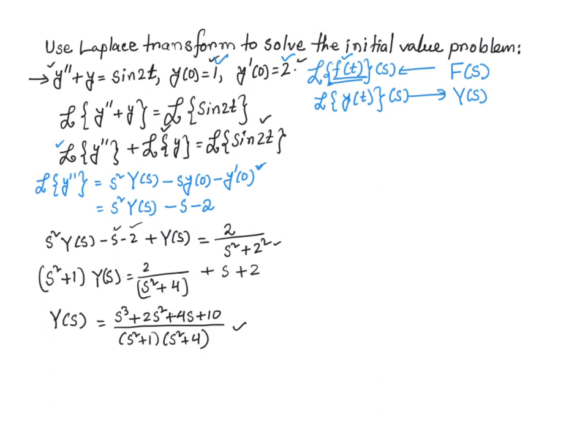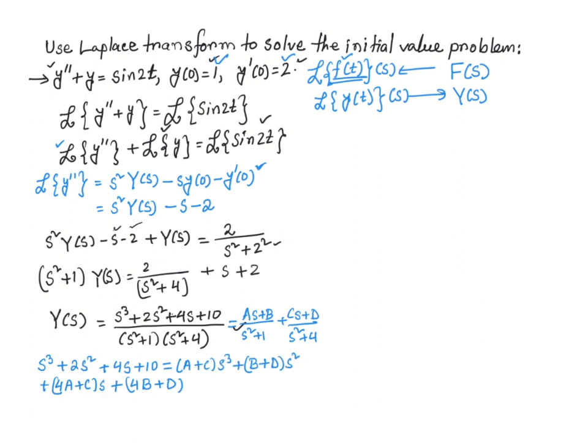Now what we are going to do is take this right hand side of this equation and create a partial fraction from it. So it's going to be As plus B over s squared plus 1 plus Cs plus D over s squared plus 4. Now I can multiply both sides of this equation by s squared plus 1 times s squared plus 4 and simplify it, and this is what I'm going to get.